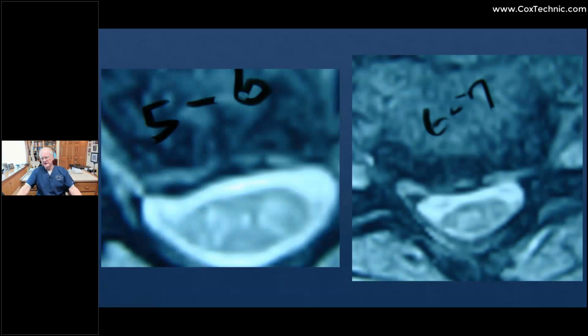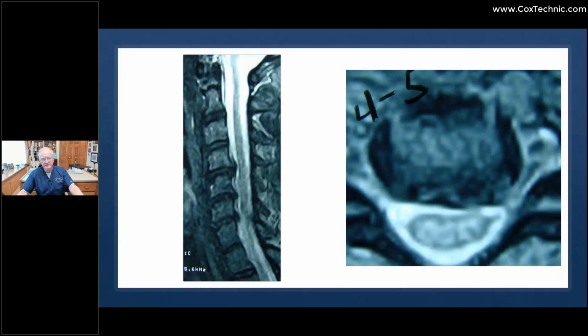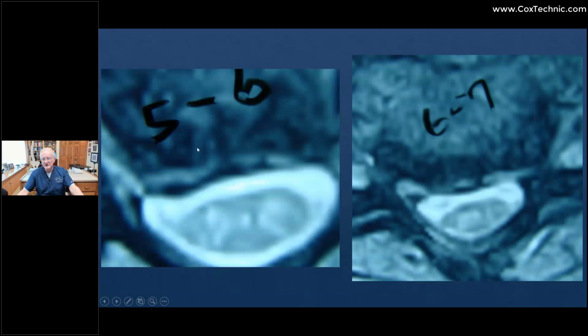Here would be another example. In fact, this is the same patient. We said we had this large C4-5 far lateral disc herniation. Well, look here at C5-6. On the opposite side, we also have leaking nuclear material into the osteoligamentous canal.